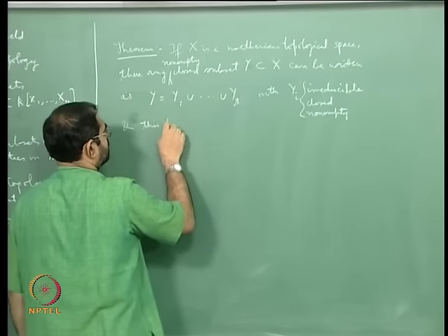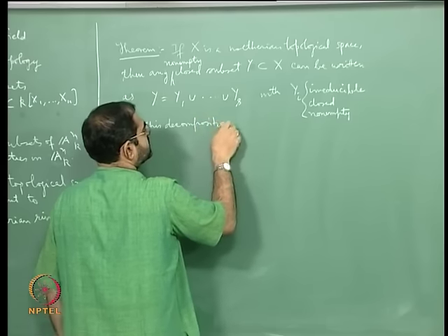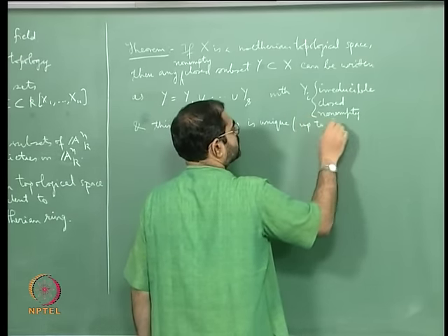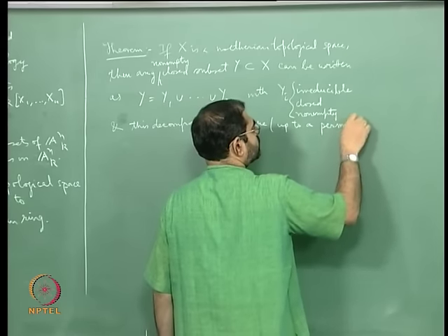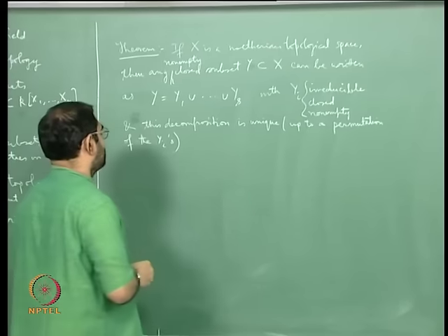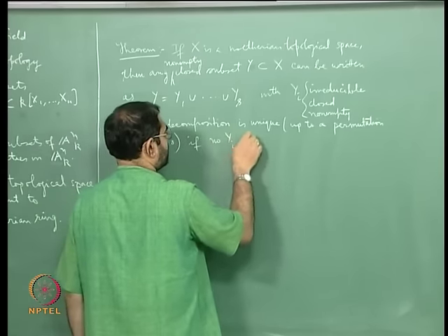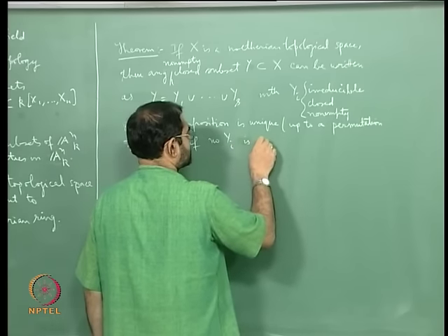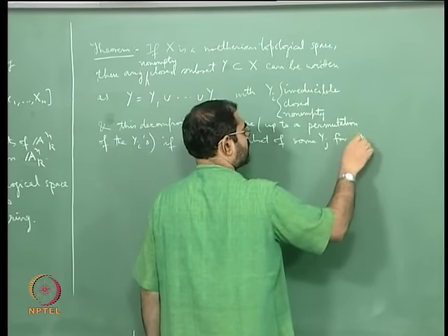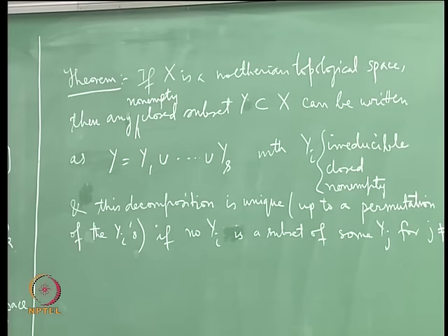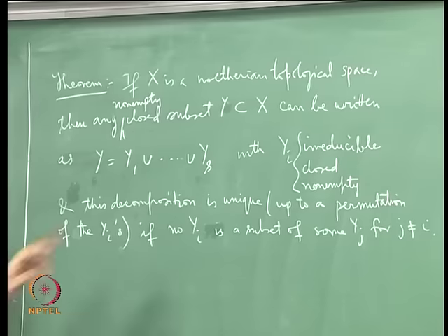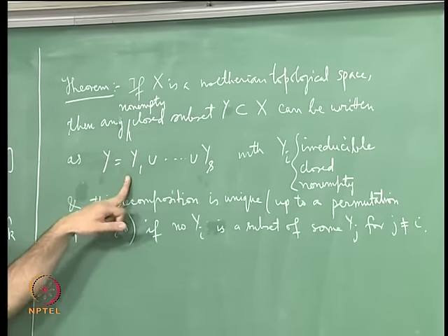This decomposition is unique up to a permutation of the Yi's if no Yi is a subset of some Yj for j not equal to i. So any non-empty closed subset can be written as a finite union of irreducible closed non-empty subsets.